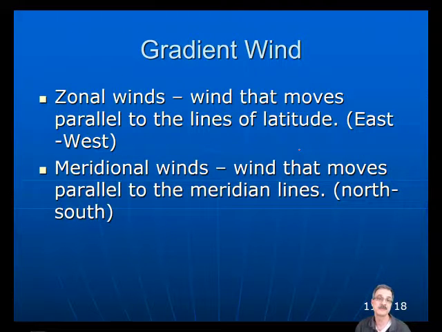You get two types of gradient winds. You get zonal winds, winds that move parallel to the lines of latitude, so they move east or west. And then you have meridional winds, which are winds that move parallel to the meridian lines, which means they blow north to south.